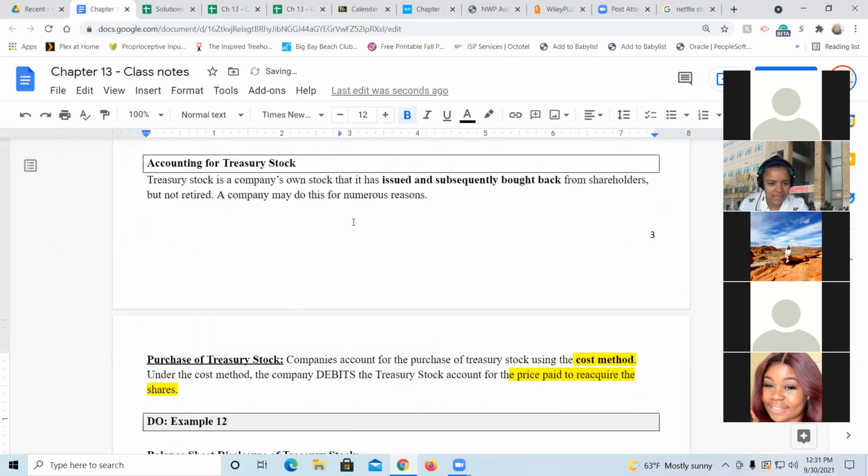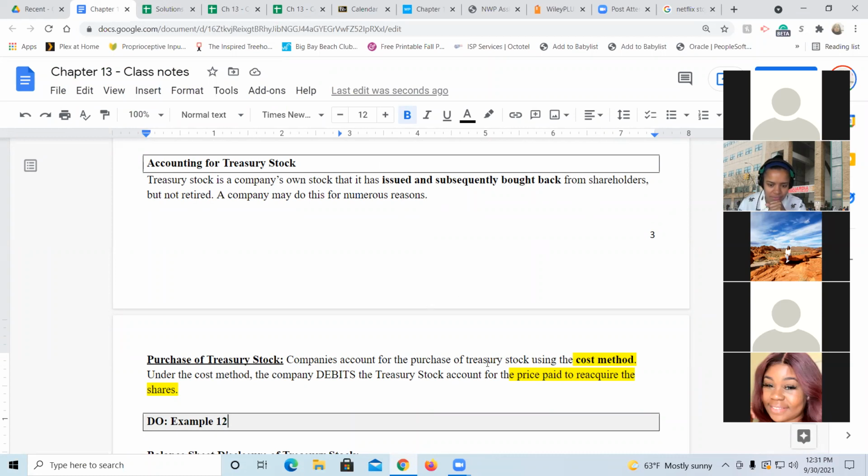So there's multiple reasons, more reasons that you can read up on in the book, why they would buy it back. But for the most part, it has something to do with trying to prop up the share price. So how do we account for that? Because remember, we're the accountants of the company. We need to know how to record this transaction.